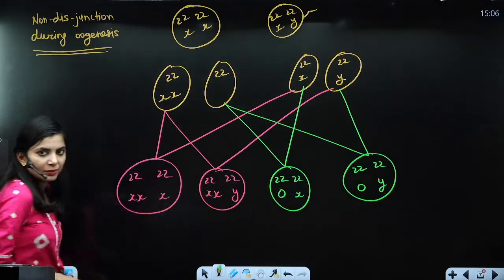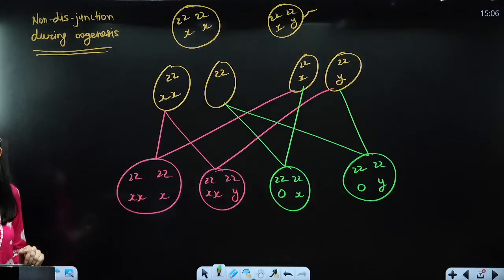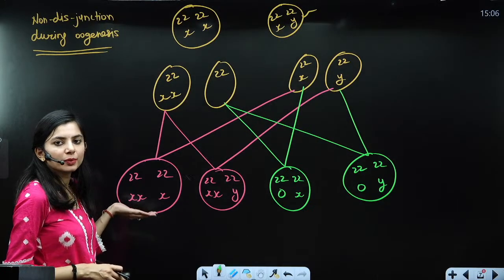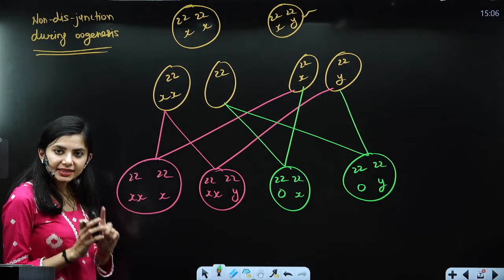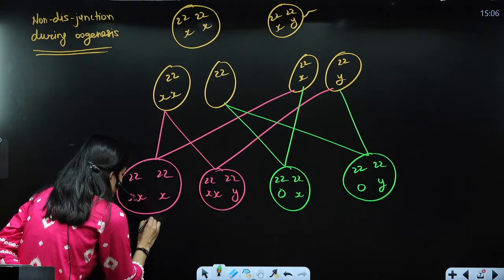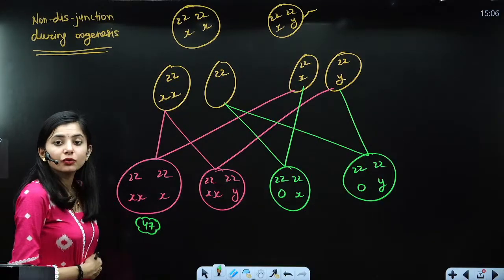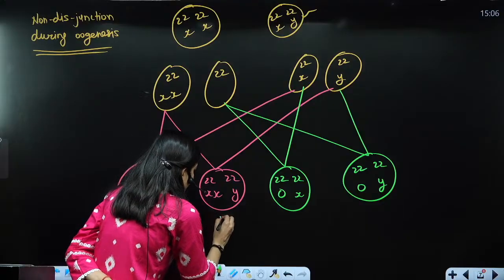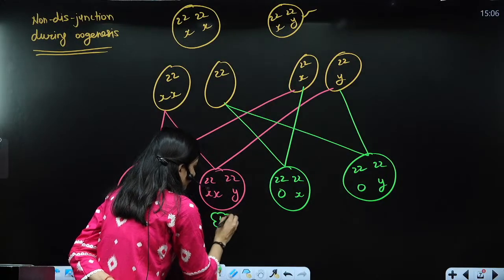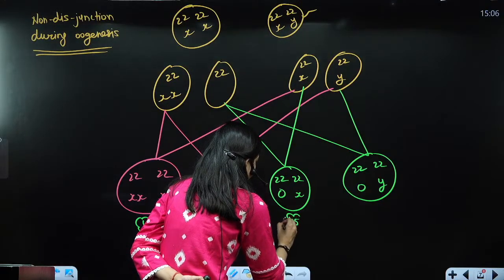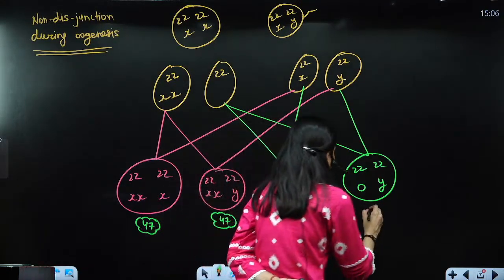Now just tell me, in this case, how many chromosomes are there? You are going to answer me. We are not having 46 here. We are having how many? 47. 47 chromosomes in terms of number. Here again 47. Here 45. Here again 45.